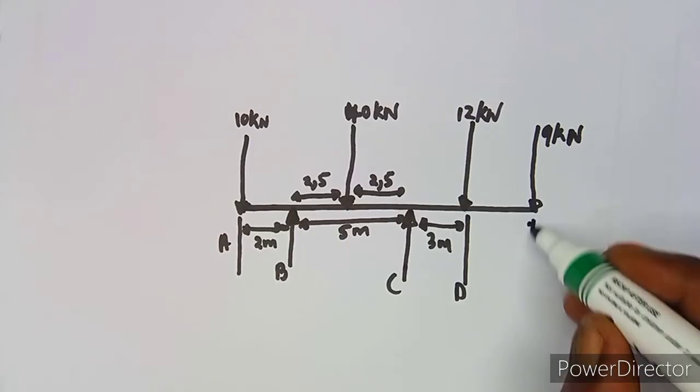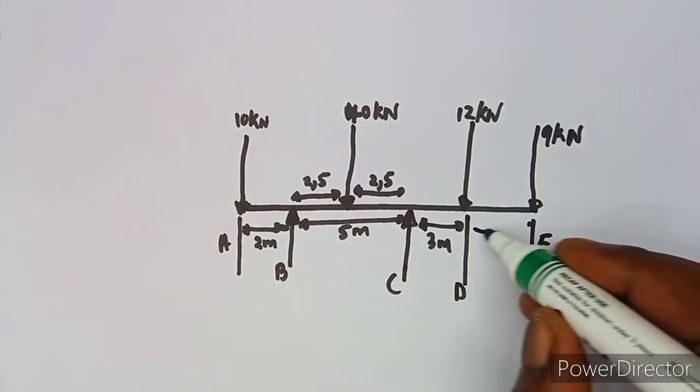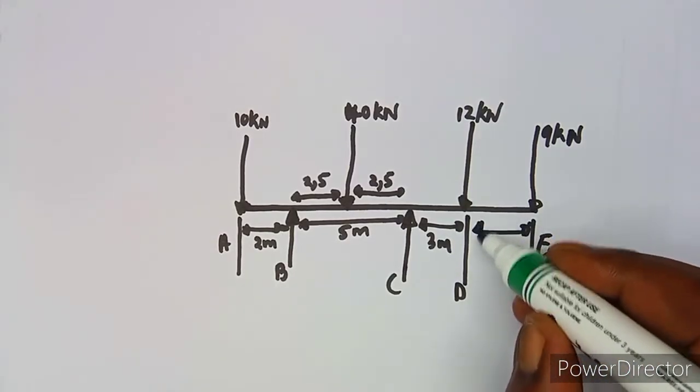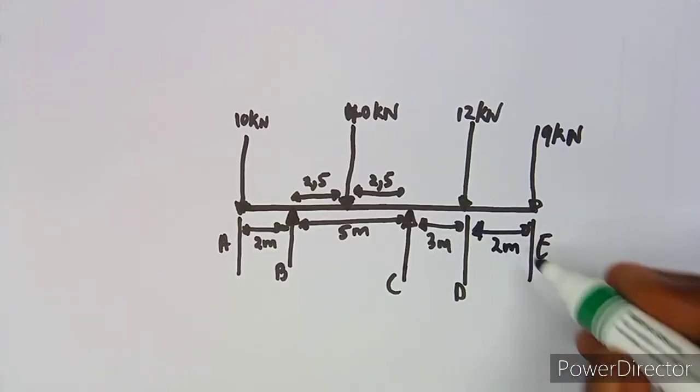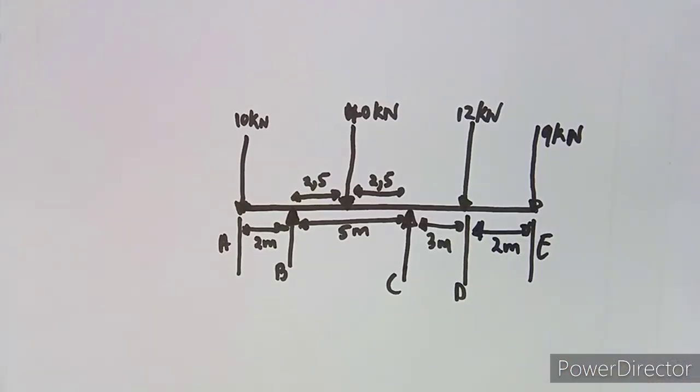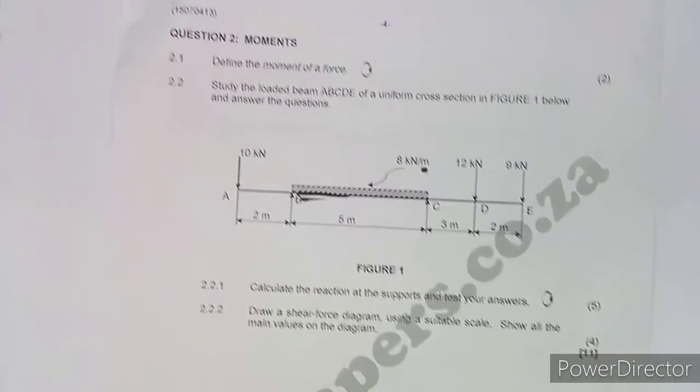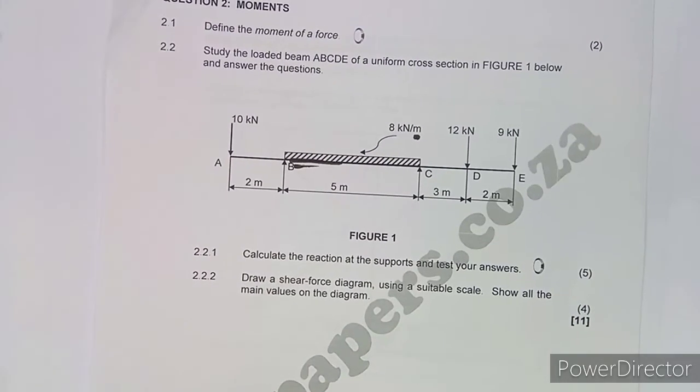This is at point E. This is at E, and there's a distance between of 2 meters, something like this. Okay, so now with this diagram, you can actually simplify further, because the question is to calculate the reaction at the supports, and test your answer.